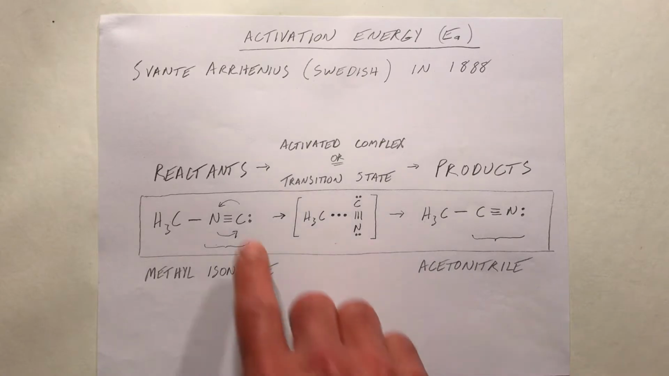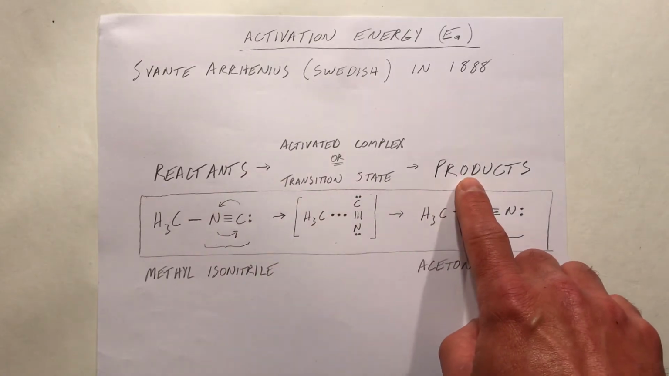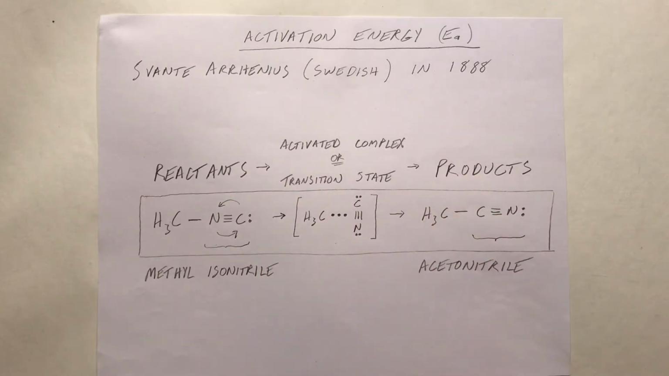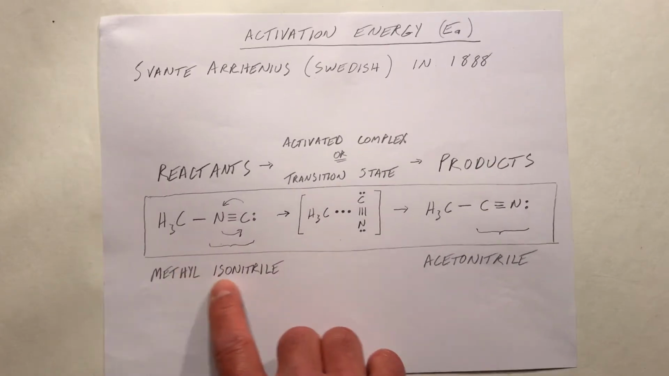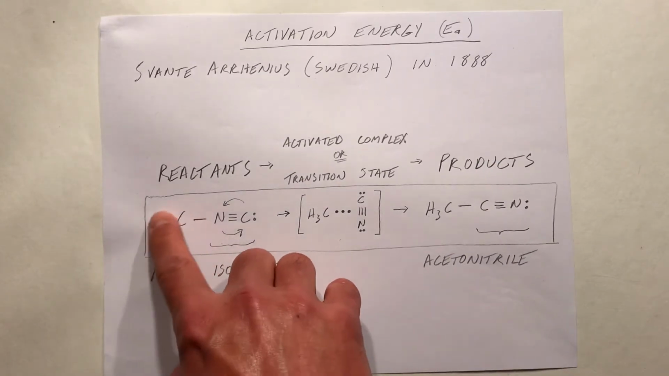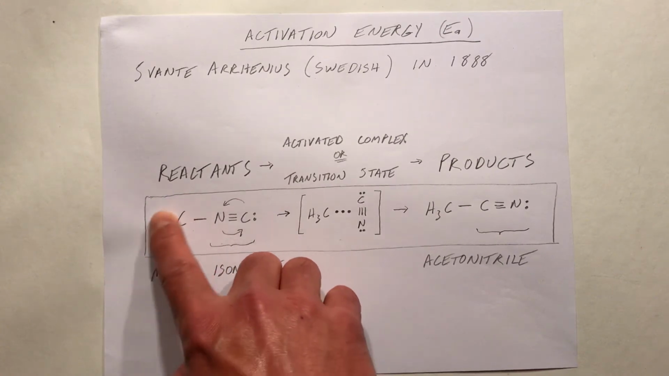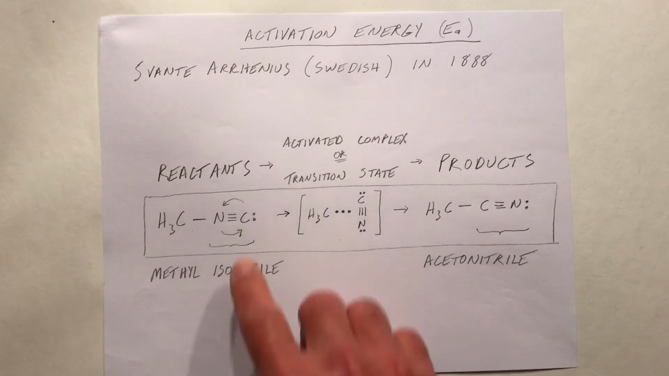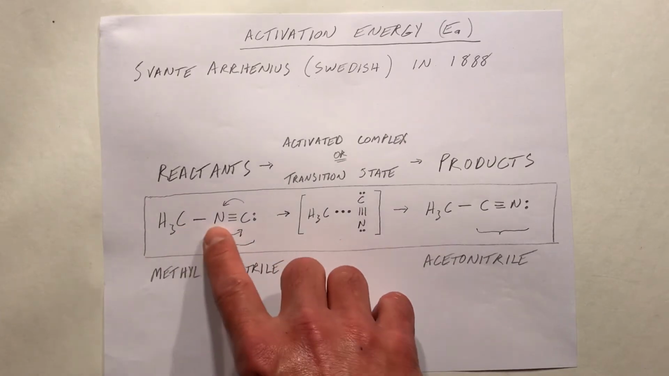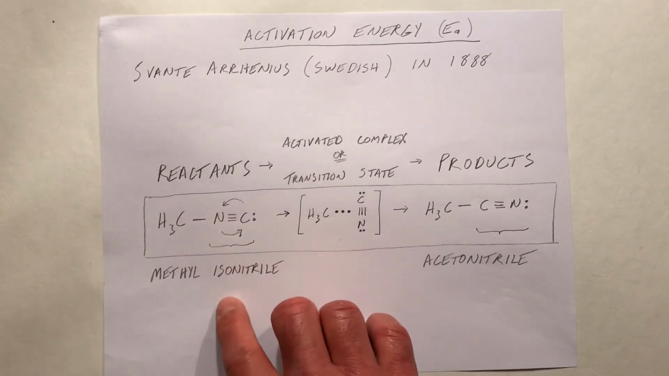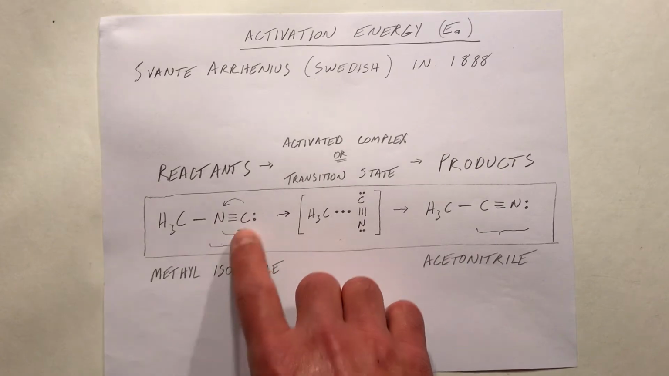Let's consider that when reactants form products, they don't necessarily instantaneously turn from reactants into products. Here we have a reactant. This is called methyl isonitrile. We have a methyl group. Organic chemists would call that hydrocarbon group a methyl group, bonded with the carbon to the nitrogen, and then that nitrogen is triple bonded to another carbon.